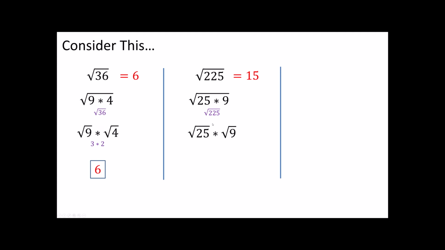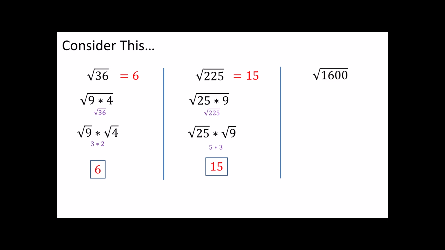If I write them each under their own radical, the square root of 25 is 5, times the square root of 9 is 3, and 5 times 3 is 15. We now have two examples where we have 3 different ways to write the radical expression, all of which give us the exact same simplified form.